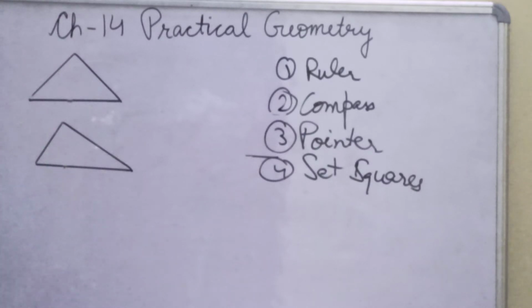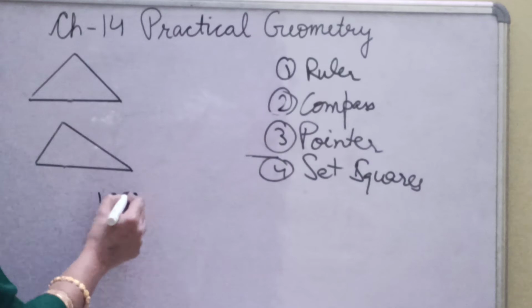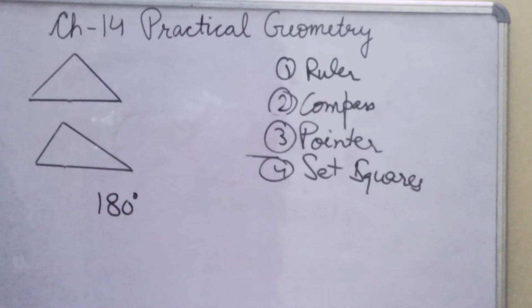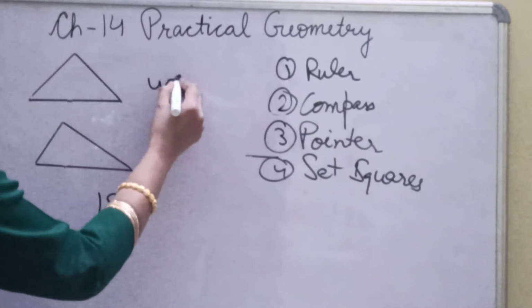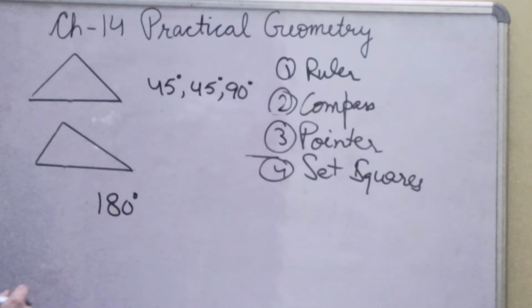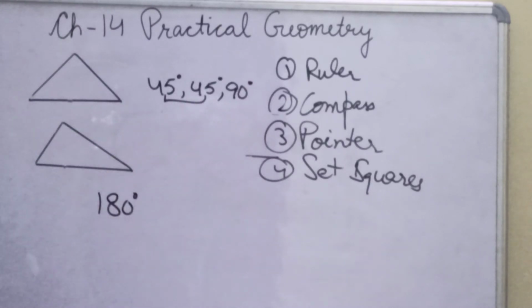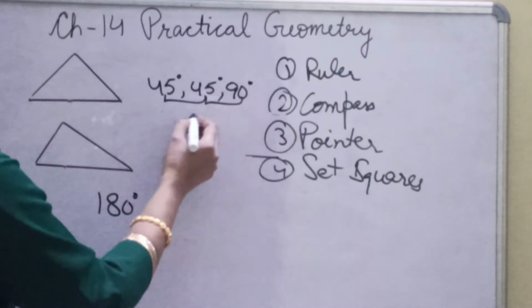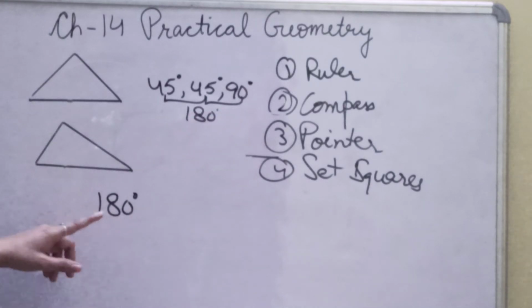Now as these are triangles, their sum of angles should be 180 degrees. So when we have these two shapes, for the smaller one, you have angles 45 degrees, 45 degrees and 90 degrees. You can measure with your protractor and check also. So 45 plus 45 is 90, plus 90 is 180 degrees. So as we have said, the sum should be 180 degrees.